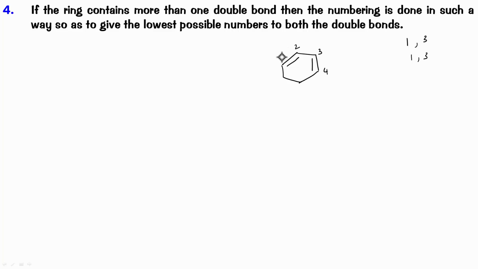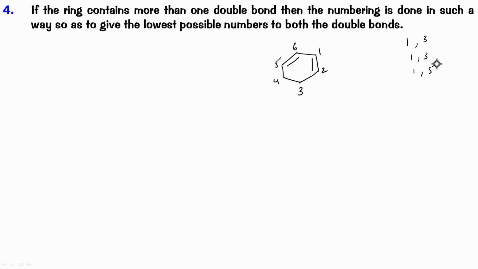Let's try one more. How about numbering this as 1? If this is 1, automatically this becomes 2. Now I've got to take it clockwise: 3, 4, 5, 6. That doesn't make sense because one is at 1 and the other is at 5.